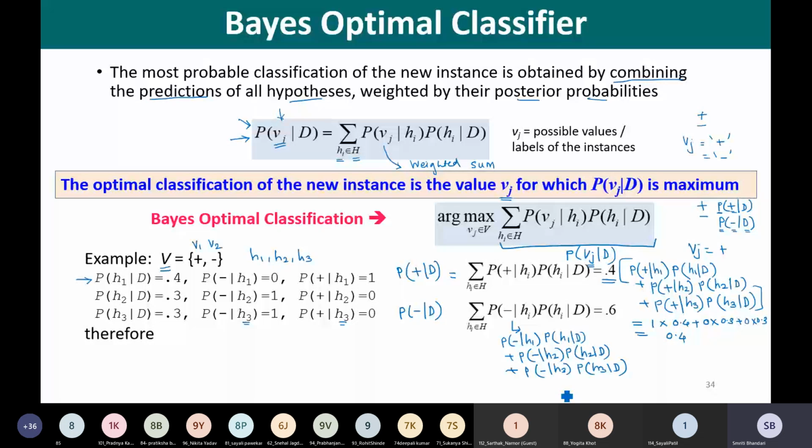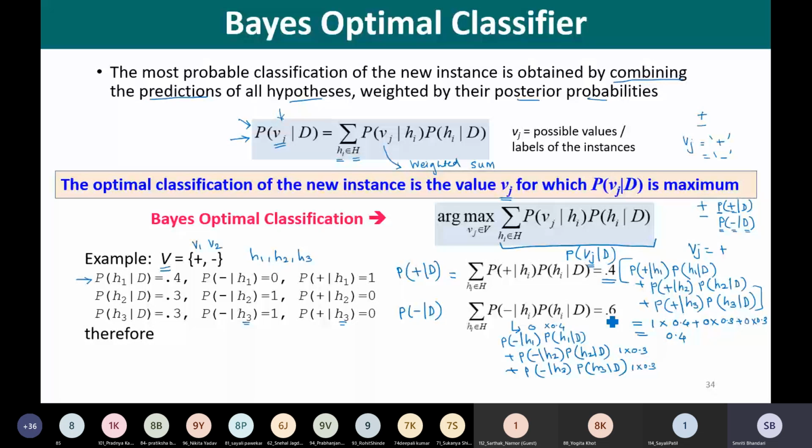So by substituting all those values, we know all those values, right? So what is probability of negative given H1? It is 0. So 0 into H1 given D is 0.4. So what about this? Probability of negative given H2 is 1 into 0.3. And here it is 1 into 0.3. So this summation comes out to be 0.6.